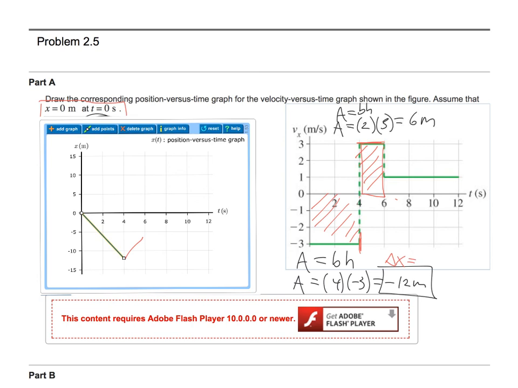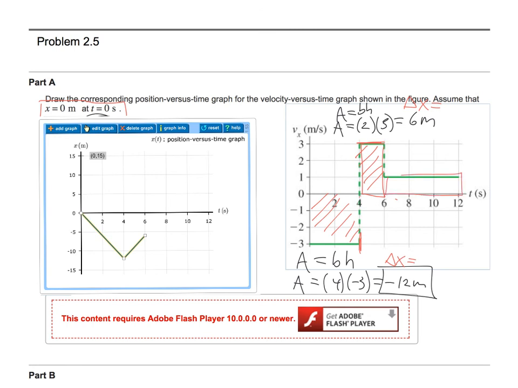So I find that the area of that rectangle with a base of 2 and a height of 3 is 6 meters. And so that means that I'm going to go from this -12 here up 6 meters, and I'm going to end here at the point (6, -6), because my change in position was 6 meters, and I started at -12. So I'm going to go ahead once again and do Add Point, and add that point in. So there's the next segment of my graph.